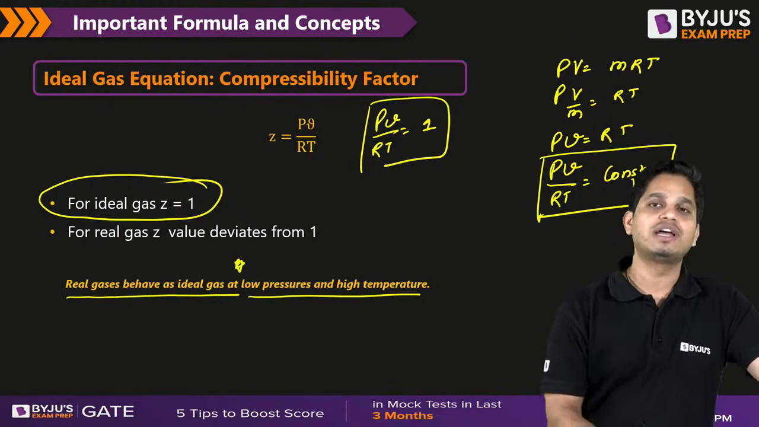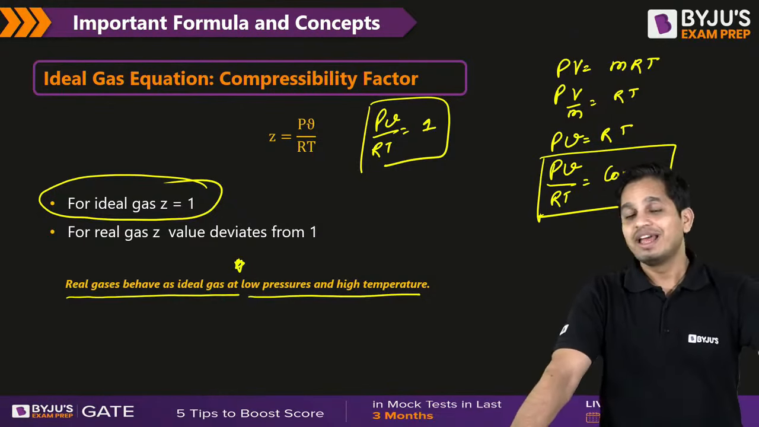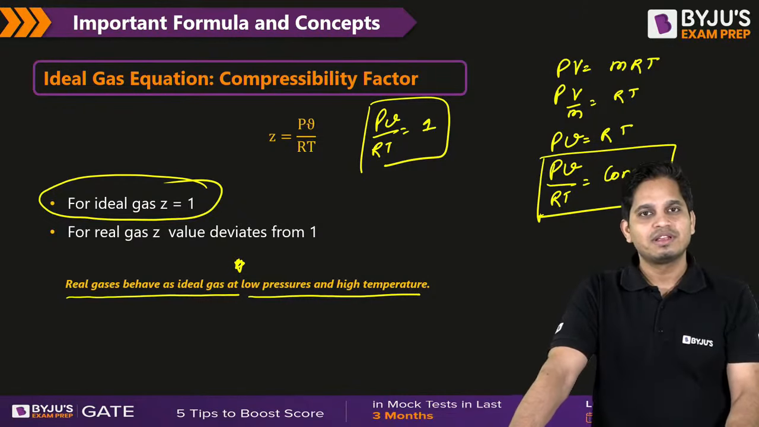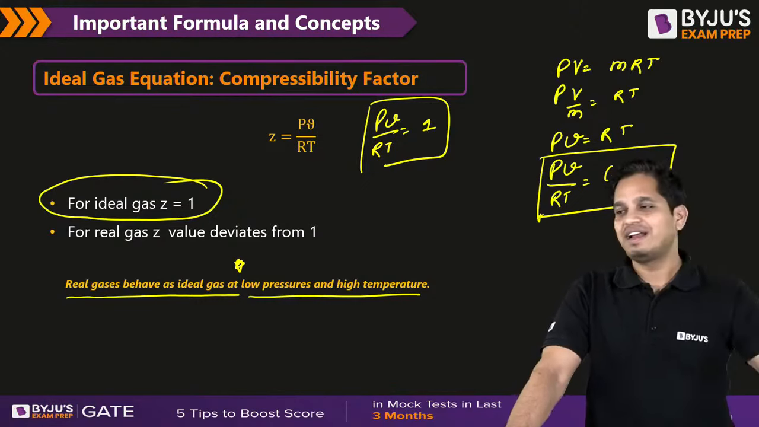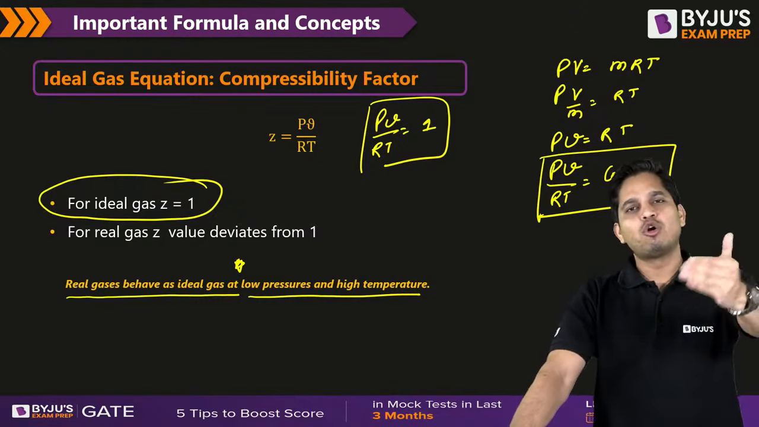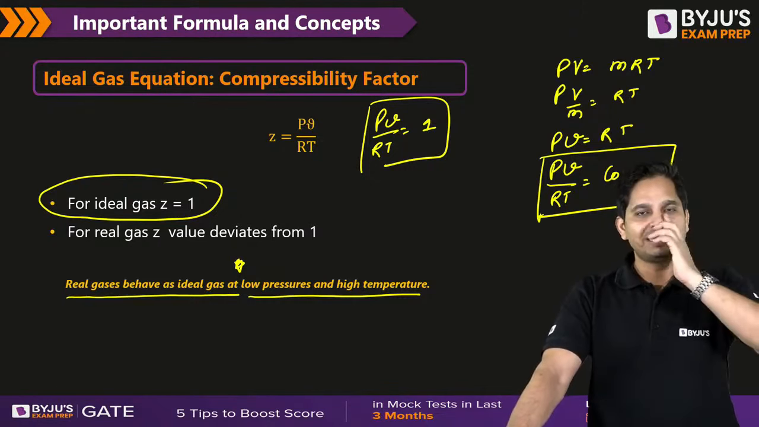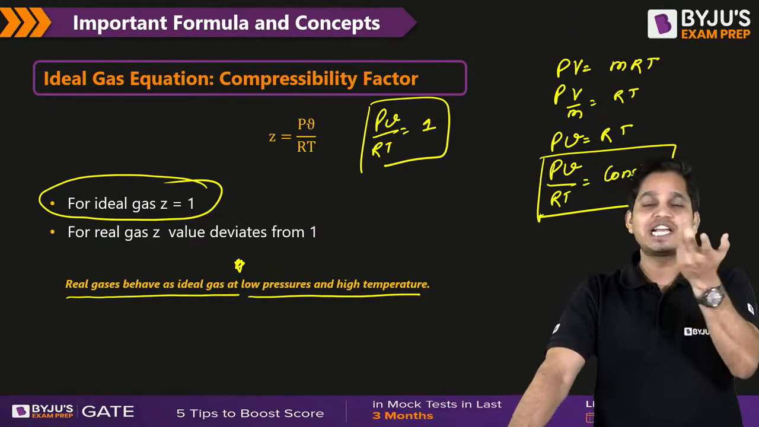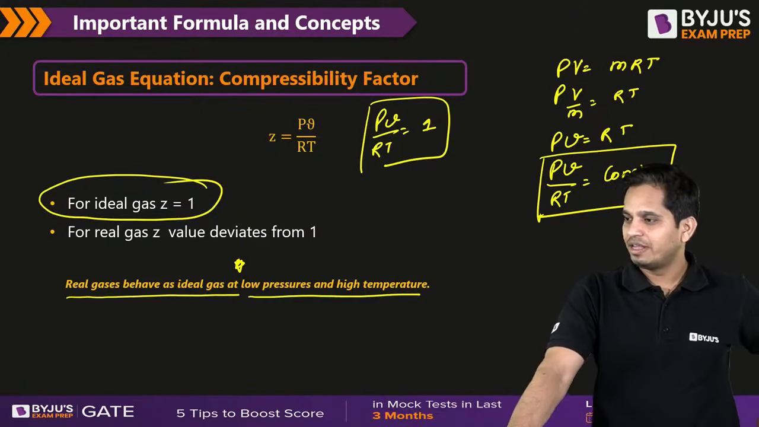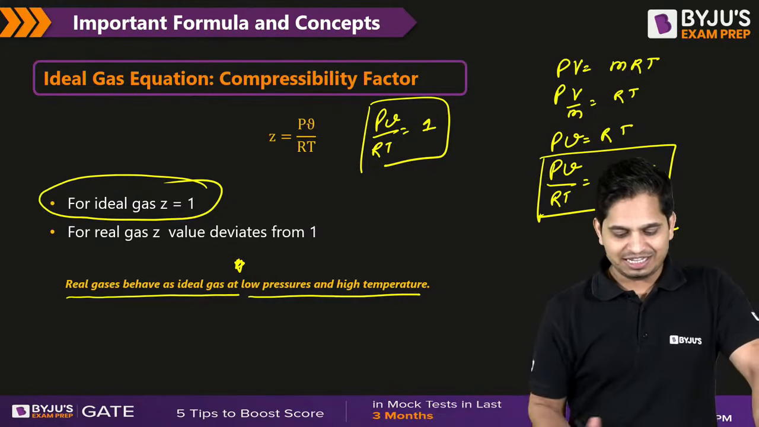Again an objective question. When does a real gas behave as an ideal gas? At low pressure and high temperature is the right answer. They will give options like low pressure low temperature, low pressure high temperature, high pressure high temperature. Yes, for an ideal gas the compressibility factor is 1. Okay, let us move on.